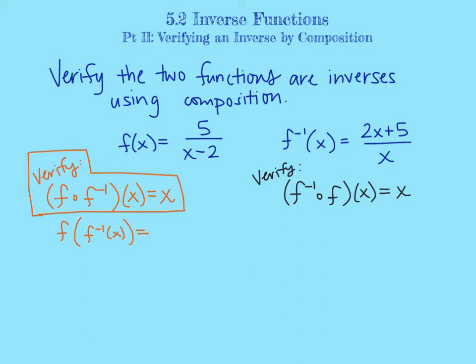Alrighty, so taking f of x, we're going to write out 5 over x minus 2, but instead of x, we're going to plug in f inverse of x. F inverse of x is this entire fraction here. So we're going to have complex fractions, but we can simplify those using algebra. So we will have 5 over, and instead of writing x, we're going to write 2x plus 5 over x, and then the minus 2.